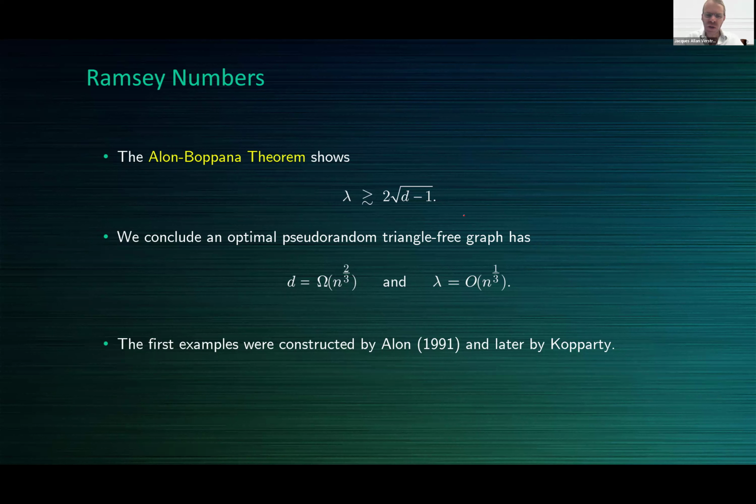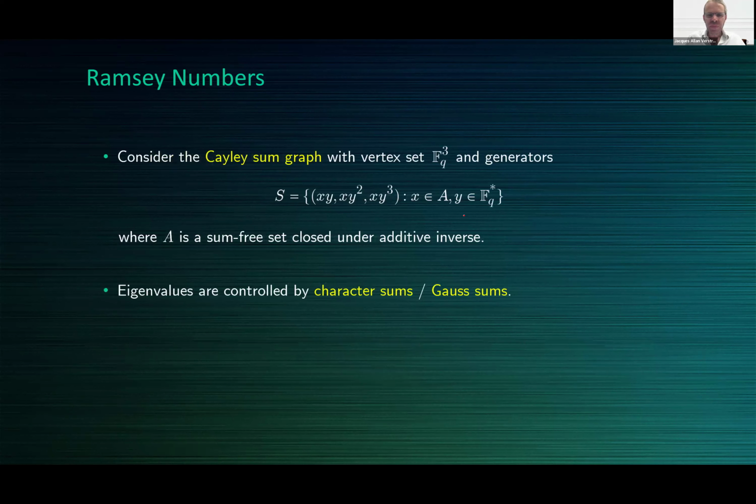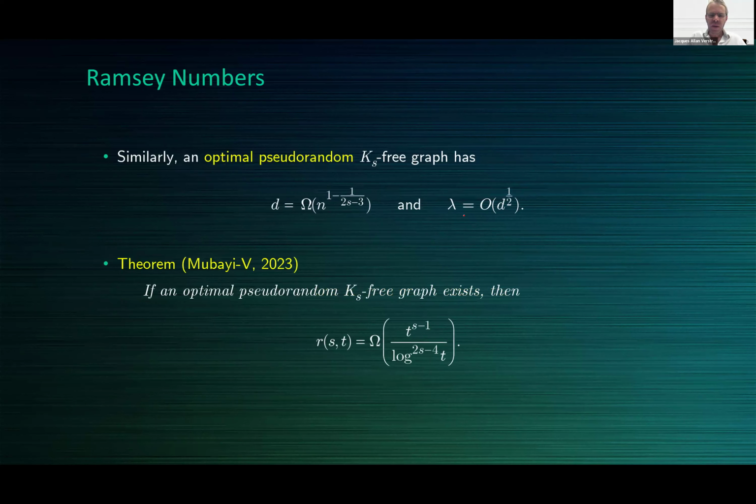And in fact, these were constructed by Noga Alon, a beautiful construction, and later by Kopparty. And what do they give? Well, first of all, the proof involves some light number theory, character sums. I won't say more about what the construction is. But here's the upshot. If you have, in general, an optimal pseudo-random K_s-free graph, then those are the parameters.